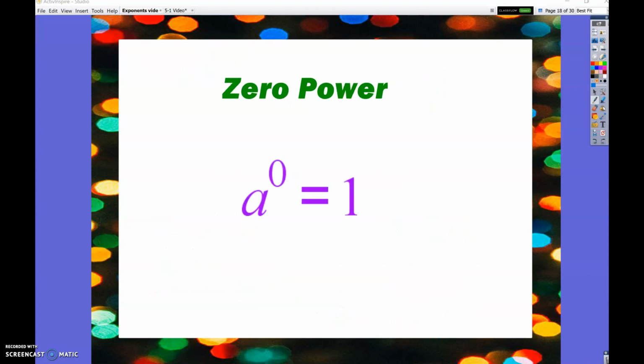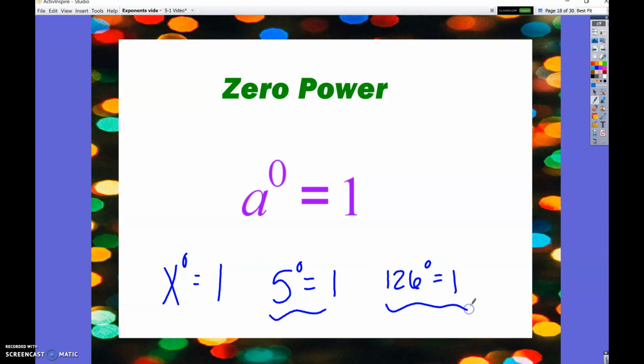One other thing I just want to mention, anything to the 0 power is 1. X to the 0 power is 1, 5 to the 0 power is 1, 126 to the 0 power is 1. You can try even these ones on a calculator. We want to keep in mind that anything to the 0 power will always be 1.